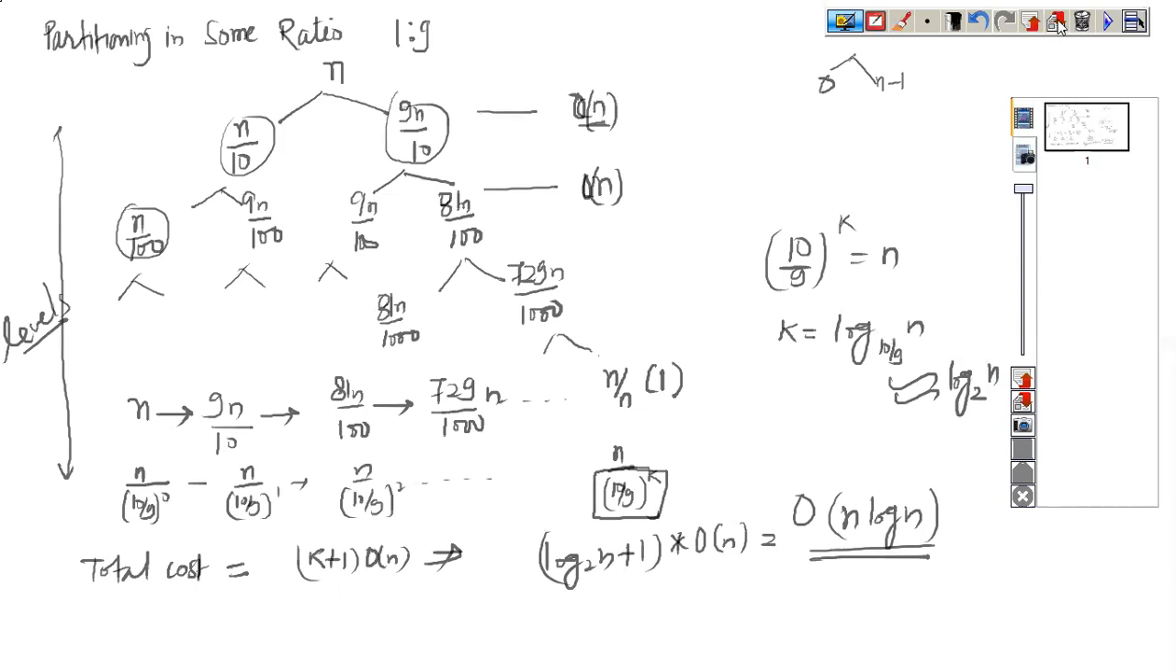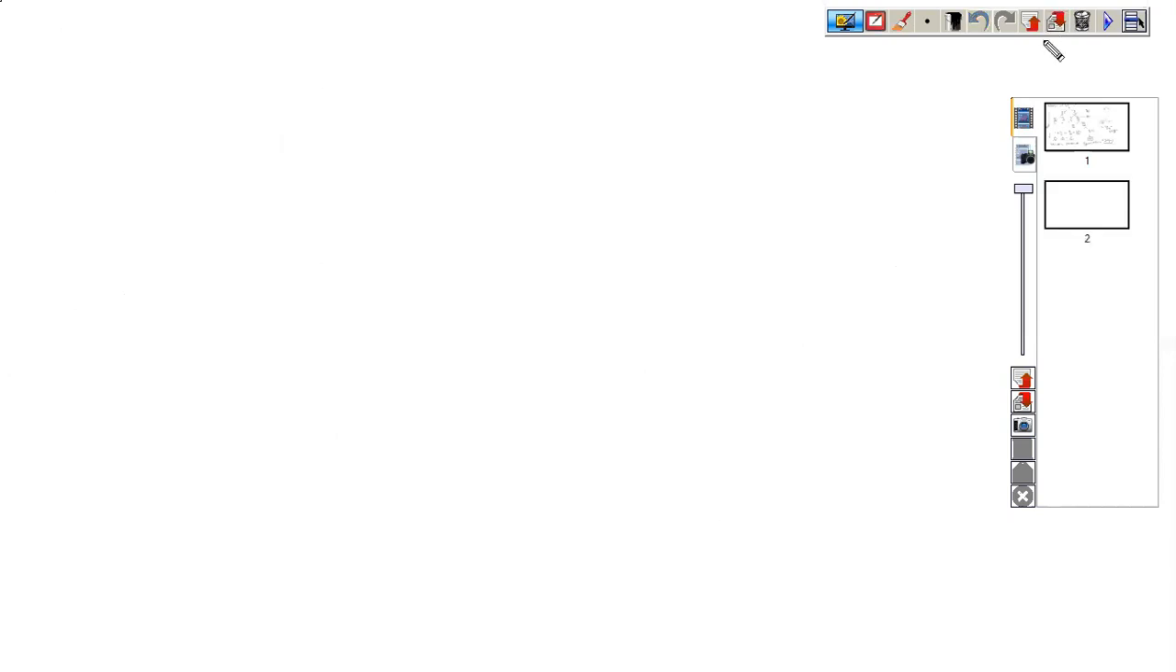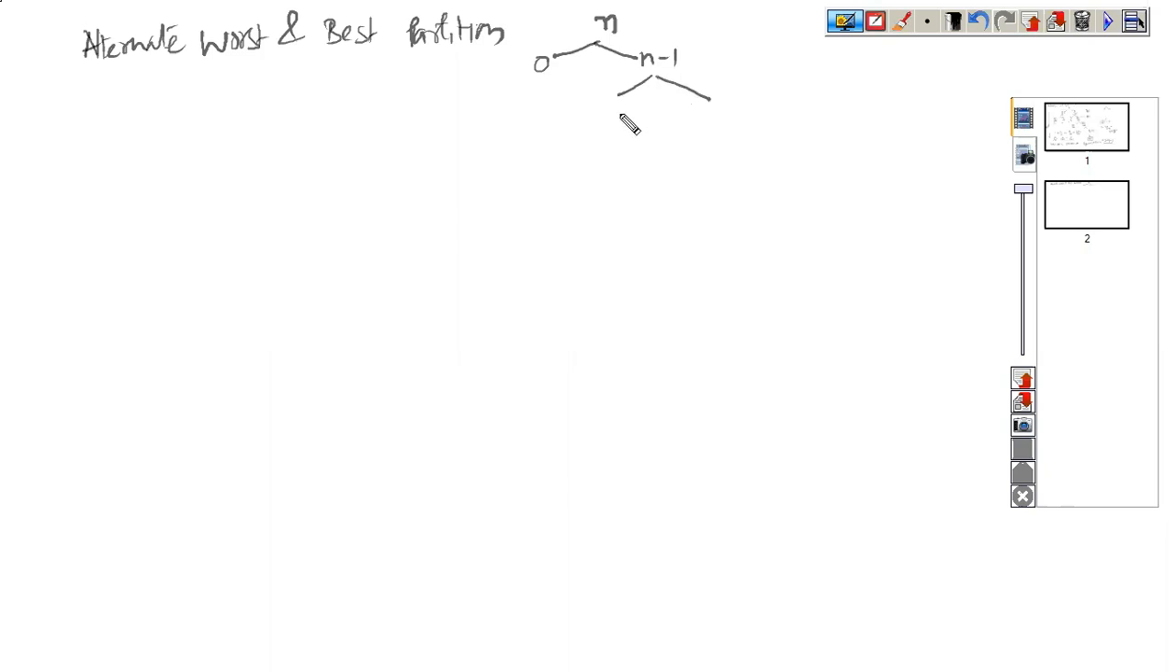Okay, moving to next numerical. That is the next scenario where our partition is working in such a way that we will get alternate worst and best partition. That means we have n elements, we applied partition algorithm, we get into n and n minus 1, and then we apply again partition, we get n minus 2 by 2, n minus 2 by 2, and then you keep on applying in this way.